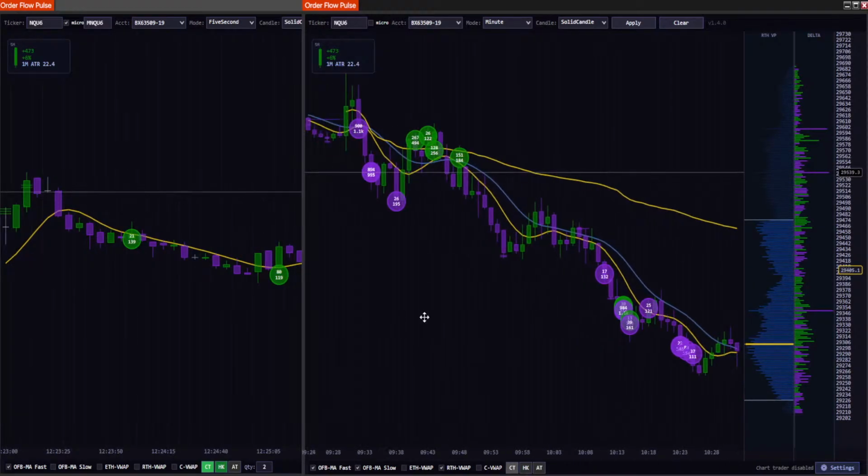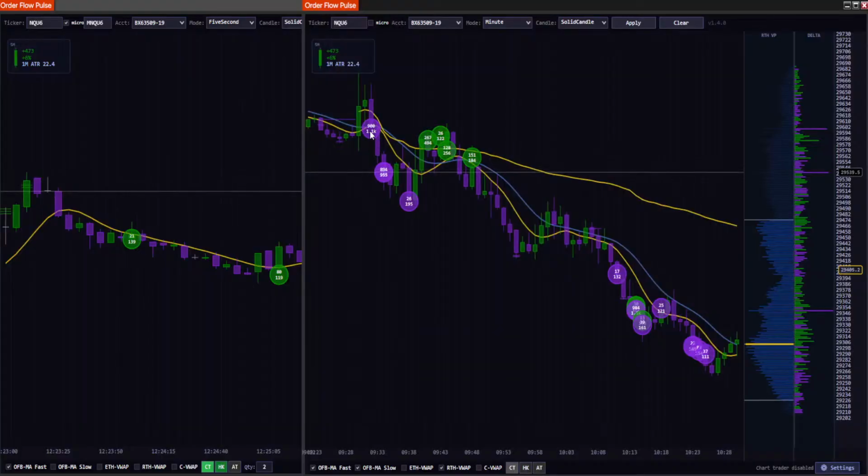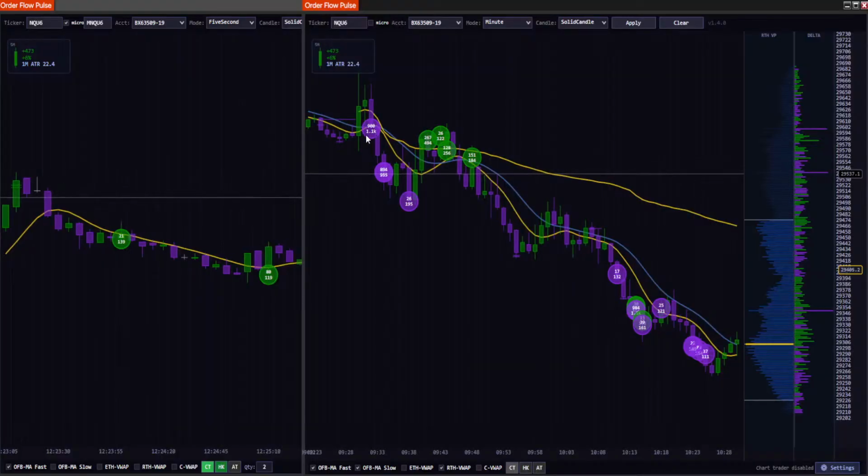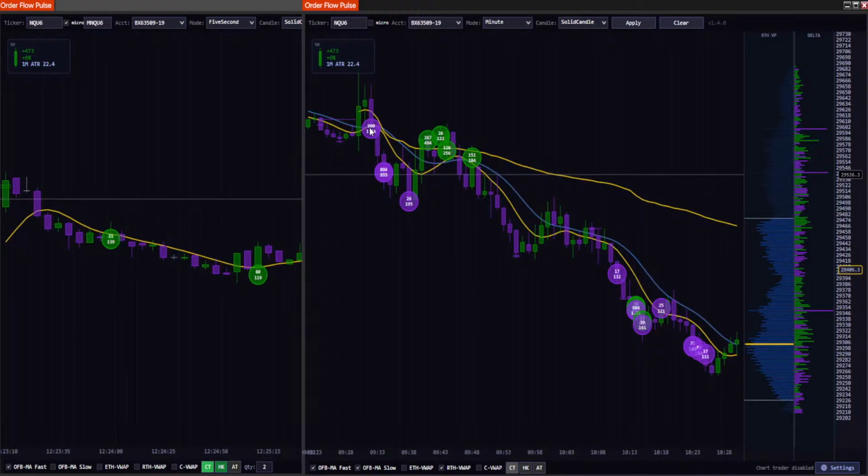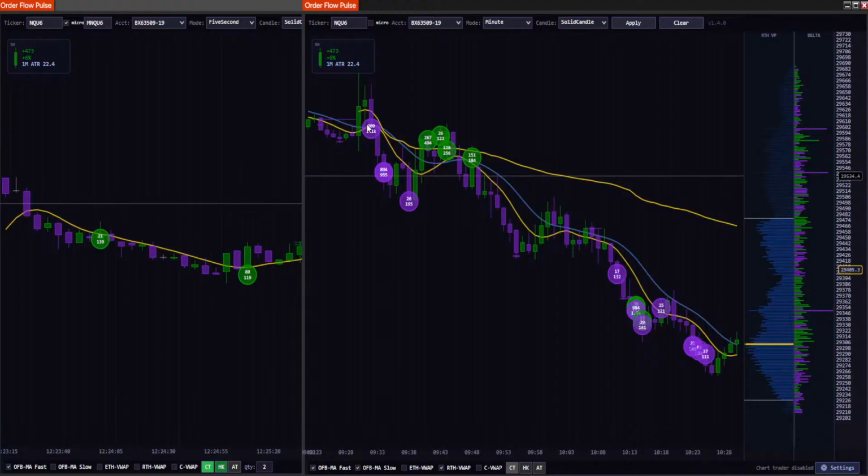we caught some of this short right here. When I saw that 1,000 aggregated selling, with 900 single order contracts. People are saying, how can you have 900 single order contracts? There isn't that much liquidity.